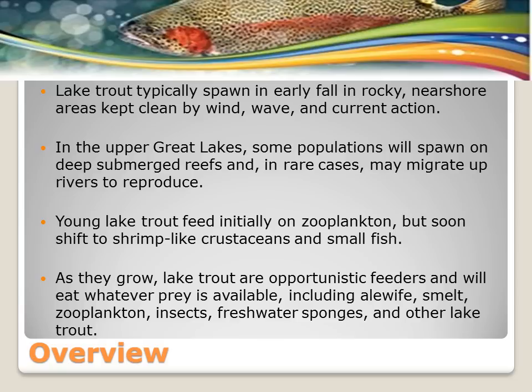The lake trout typically spawn in early fall in rocky, nearshore areas that have been cleared away by wind, wave, and current influences. Some species will also spawn in deeply submerged reefs or even migrate up rivers and streams for reproduction. Young lake trout initially feed on zooplankton and eventually shrimp-like crustaceans, but as they mature, lake trout will feed on whatever food source is available, from zooplankton, insects, and even smaller lake trout.